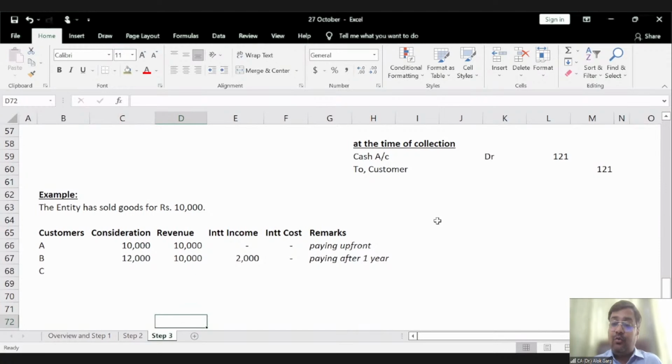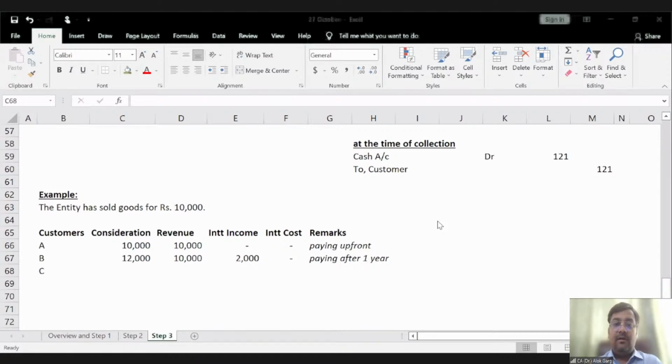What will B do? When B purchased the car, that car was available for immediate use in the present condition. So that car was not a qualifying asset. So B has to charge that interest cost as a finance cost in the P&L. So that was B's treatment. But here we are talking about the treatment in the books of the entity which is selling the goods or providing the services. Are you getting me, guys?